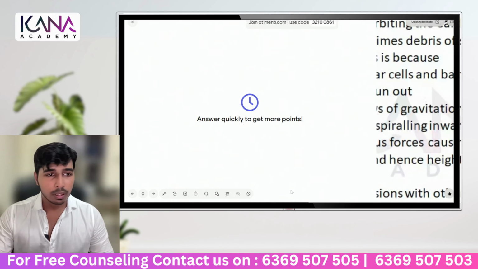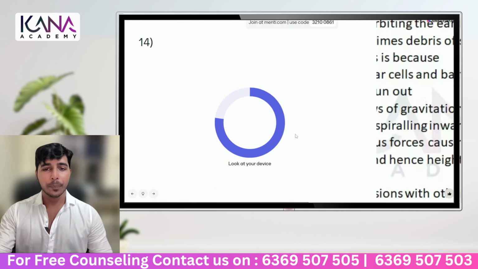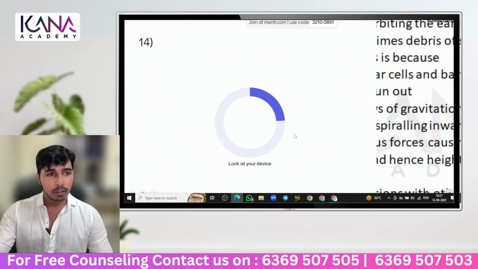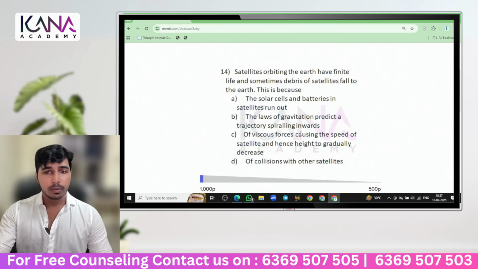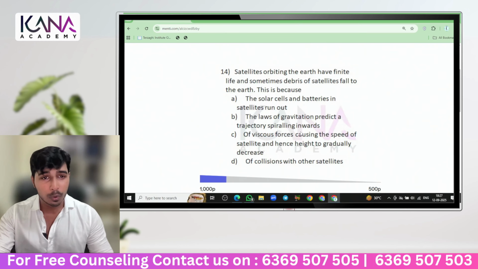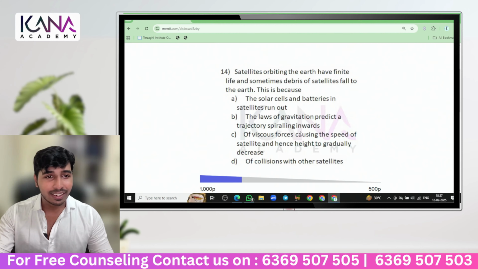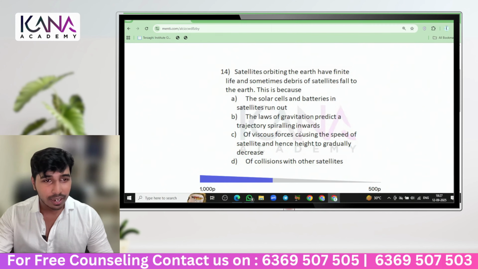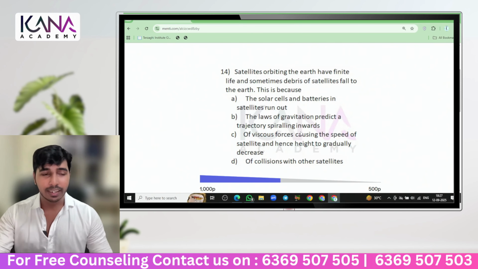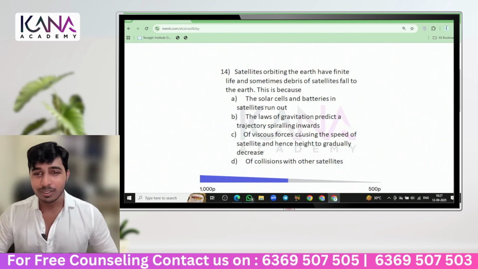Okay. Question number 14. The satellite orbiting the Earth have finite life, and sometimes debris of satellites fall to the Earth. This is because the solar cells and batteries in satellites run out. The laws of gravitation predict the trajectory spiraling inwards of viscous forces causing the speed of the satellite, hence the height of the gradually decreases of collisions with the other satellites. Easy question, guys. Direct question.